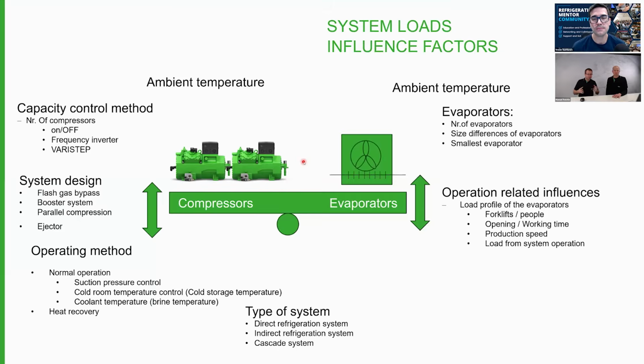If I don't have Varistep or variable speed, I can manage it by on and off, but then it will always dance like this. With a frequency inverter, I can really run it, let's say, quite stable within the range of the frequency inverter. And with the Varistep, I can basically do the same as with the inverter, but with a wider range. We will have some examples there in the later slides.